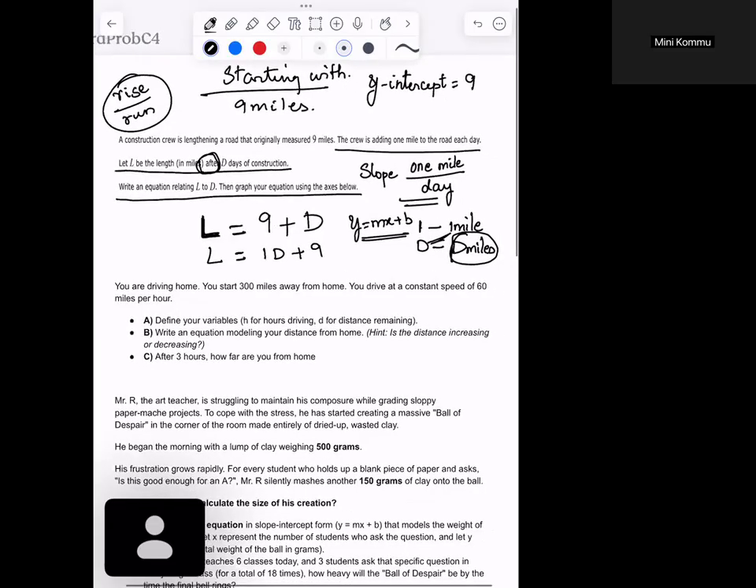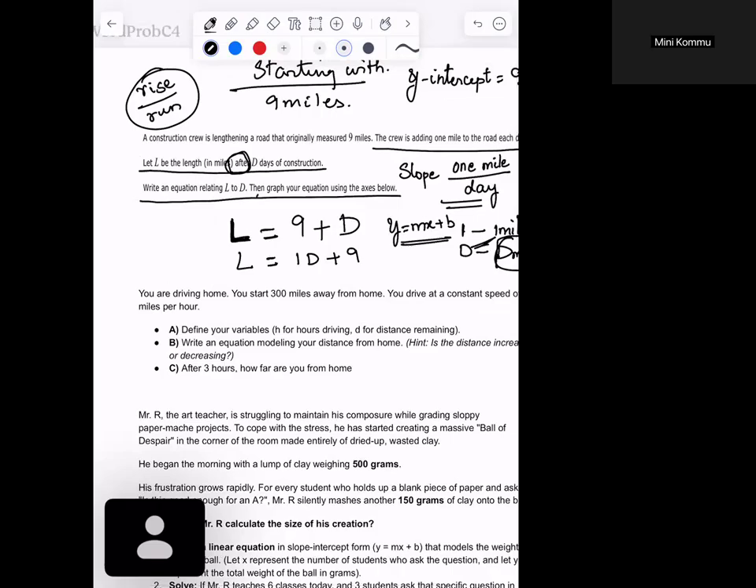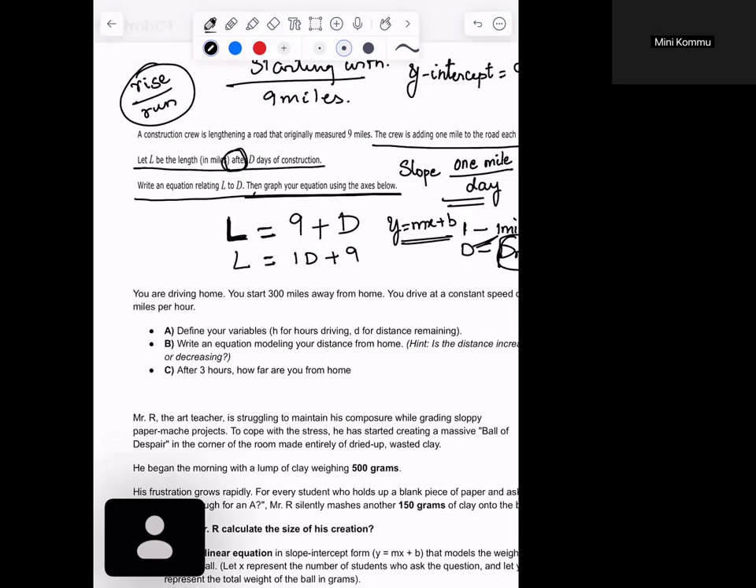Now, in your test, if you're given this problem, in any test for that matter, you'll be asked to graph this also. So, it says then graph your equation using the axis below. Of course, I don't have the axis over here, but this problem is there on your Alex, all right? So how do I graph it? In place of slope, I have 1. In place of y-intercept, I have 9, correct?